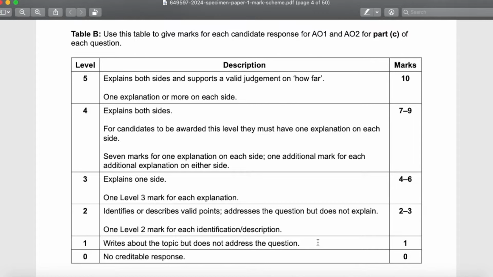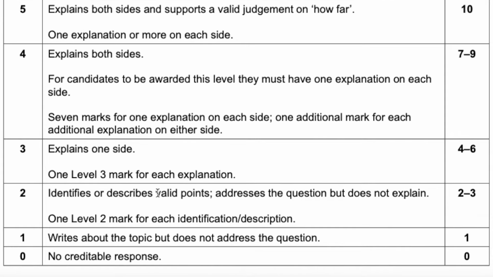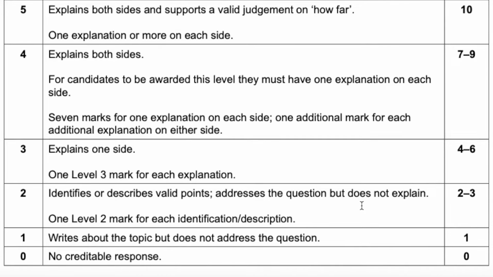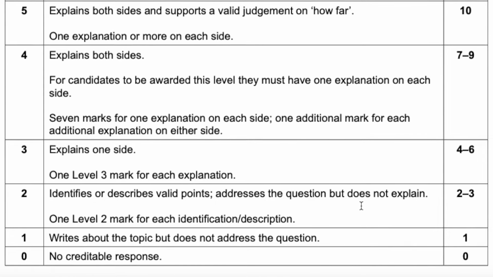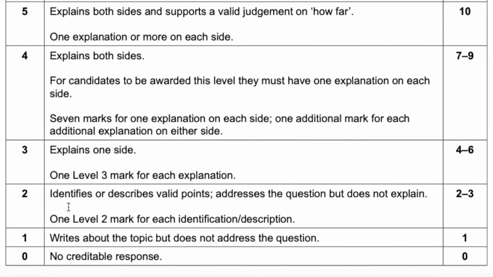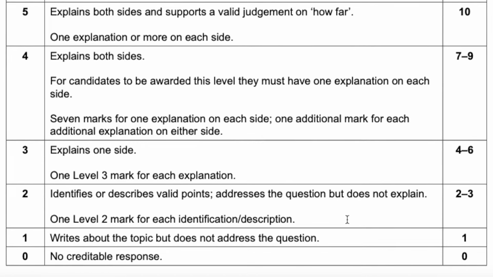Level 2 identifies or describes valid points, addresses the question but does not explain. 1 level 2 mark for each identification or description. This is not following the P.E.E.L paragraph. In part B, a video that I made, I showed you how to do the P.E.E.L paragraph. If you don't do that, you're going to get a bad grade. You're going to get down to level 2. So it's absolutely vital to P.E.E.L paragraph your part C.